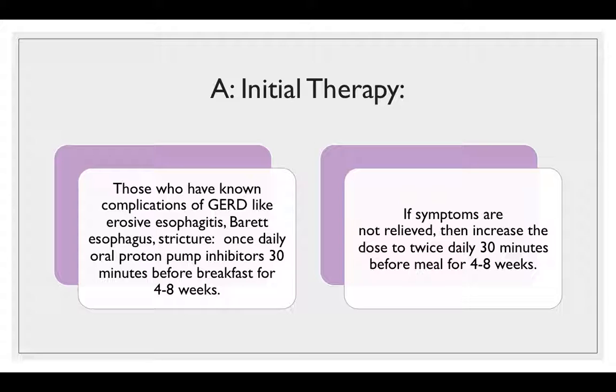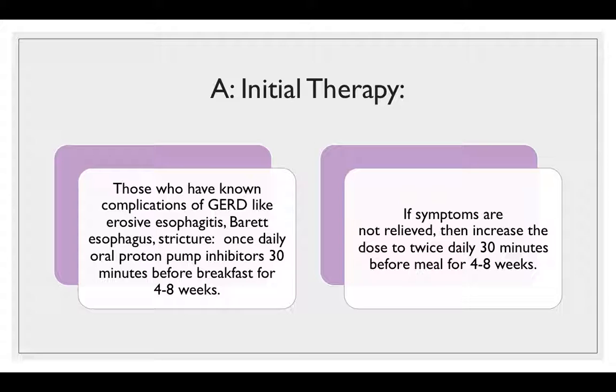Now, what are the troublesome symptoms? For the troublesome symptoms, what is your initial therapy? Those who have known complications because of long-standing GERD, how are you going to treat your patient? So first, initial therapy. Those who have known complications of GERD, like erosive esophagitis, Barrett's esophagus, stricture, then what are you going to do? Once daily oral PPI, 30 minutes before breakfast for 4 to 8 weeks. So starting with once daily.